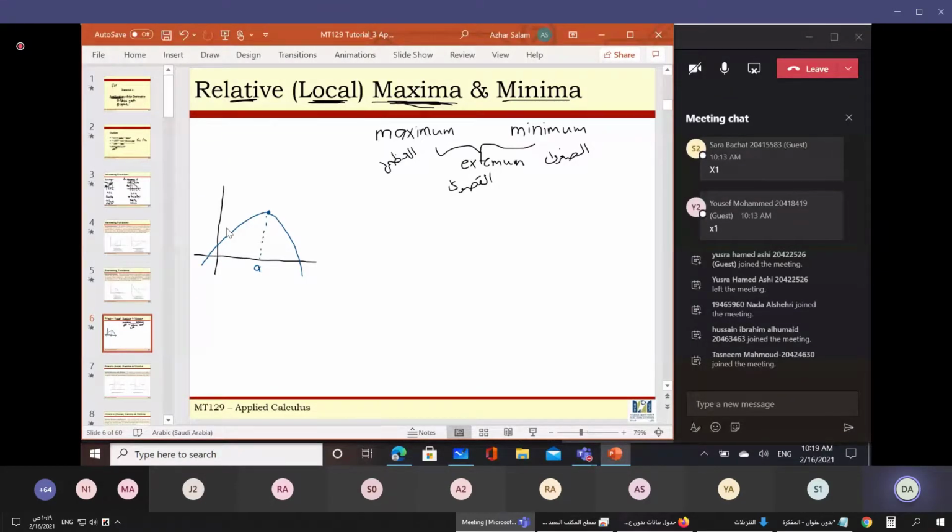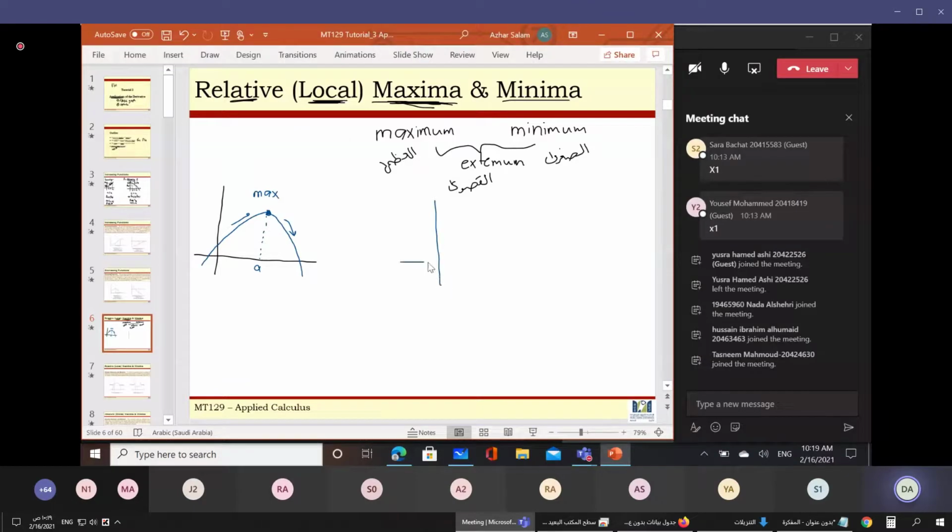The function here, from the beginning until A, is increasing. But from A until the end, it will be decreasing. So here, the point where the function changes from increasing to decreasing, I call it a maximum. This is a maximum point. And the opposite for the minimum.